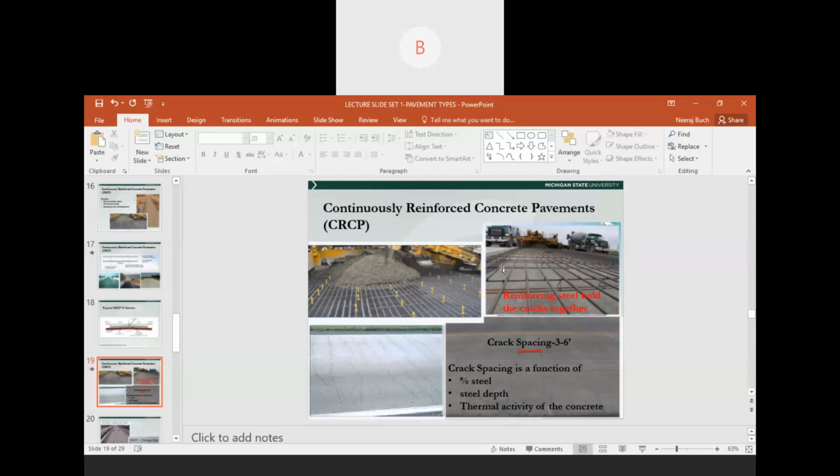parameters, the depth of the steel, the percentage of the steel, and the coefficient of thermal expansion of the concrete, determine how closely spaced or how far apart these shrinkage cracks are. Like I said, for good design, 1 to 2 meters of shrinkage crack spacing is considered acceptable for the design and the performance of a continuously reinforced concrete pavement.